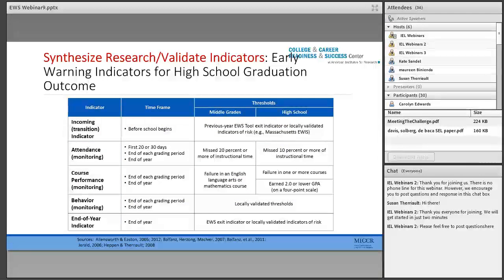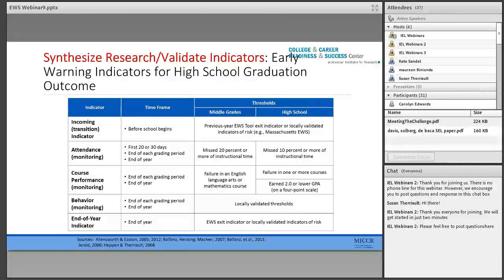So when we talk about synthesizing the research and validating indicators, it can require a capacity that not all districts and schools possess. So what we suggest is that using the research-based indicators from other studies might be a good place to start. This is a list of potential indicators for middle grades and high schools and the thresholds at which you would be identifying the students as at risk for high school graduation.